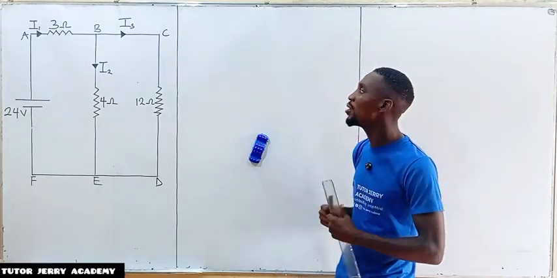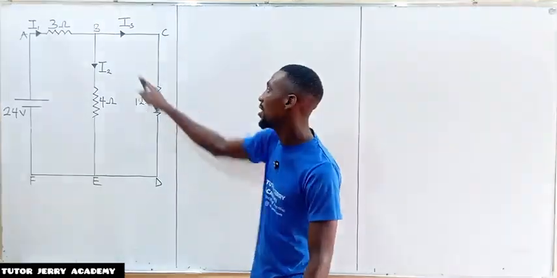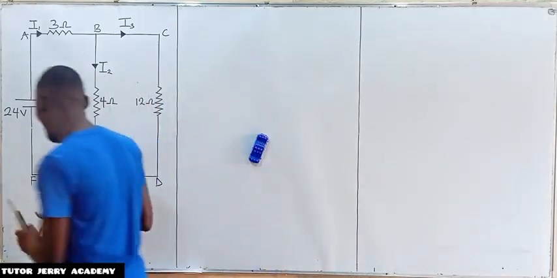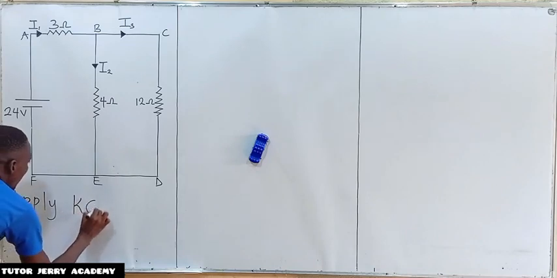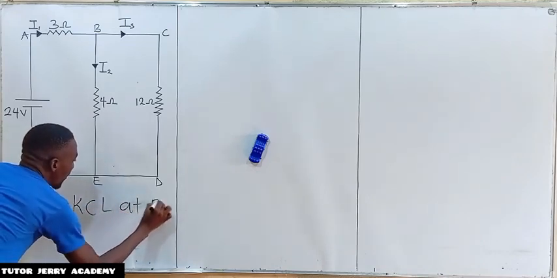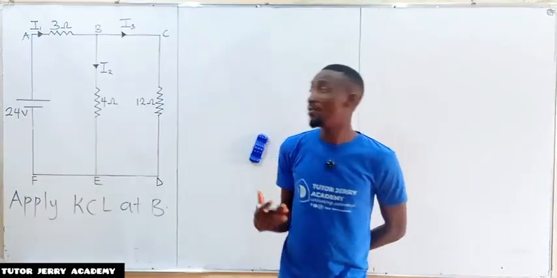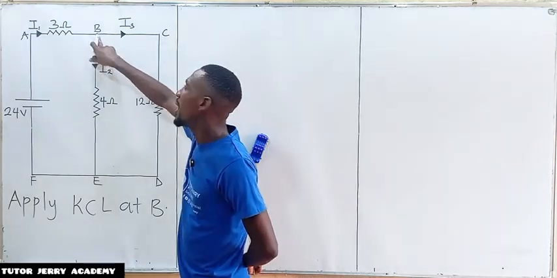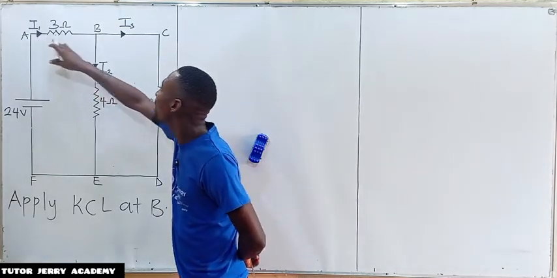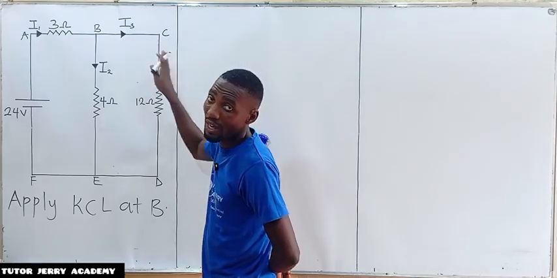All right, the first thing we are going to do is apply Kirchhoff's current law at node B. Apply KCL at B. Now we have dealt with the introduction to Kirchhoff theorems. So how do we apply KCL at node B? Just stand at B and observe that current I1 is entering node B, while currents I2 and I3 are leaving node B.